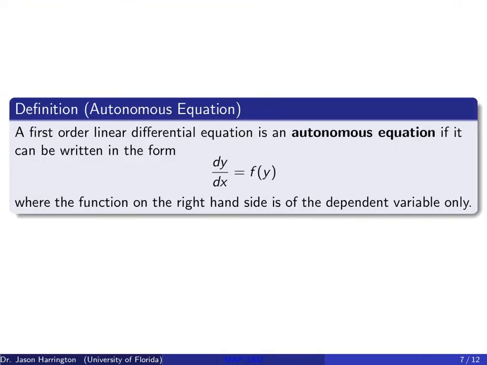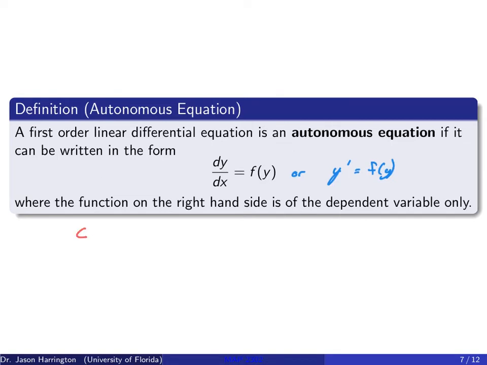Here is another definition: an autonomous equation. A first-order differential equation is autonomous if it can be written in the form dy over dx is equal to a function of y only. Another way of looking at this is y prime is equal to f of y. If you look at this, you'll see that the independent variable doesn't even matter. I could ask the same thing with respect to t or x, and it wouldn't even show up in the problem.